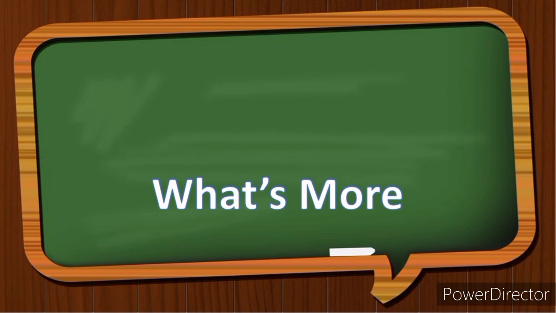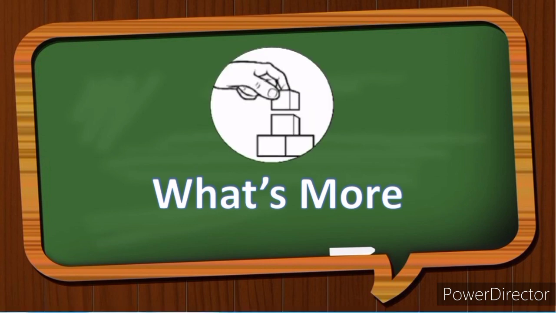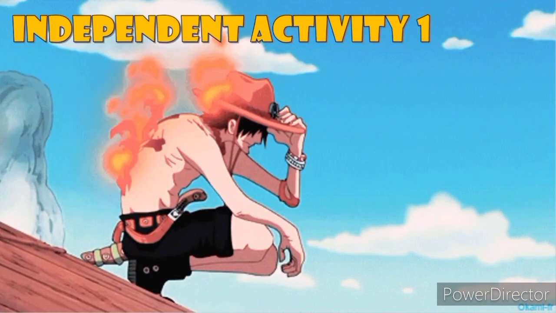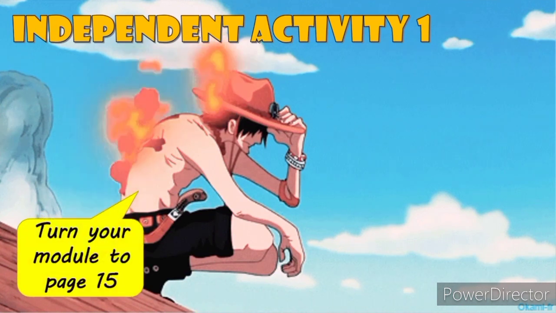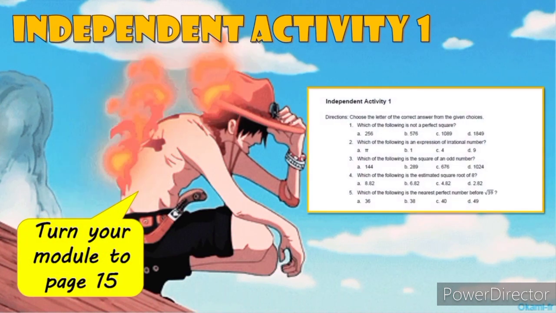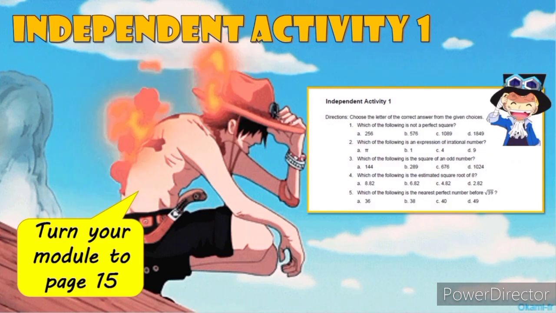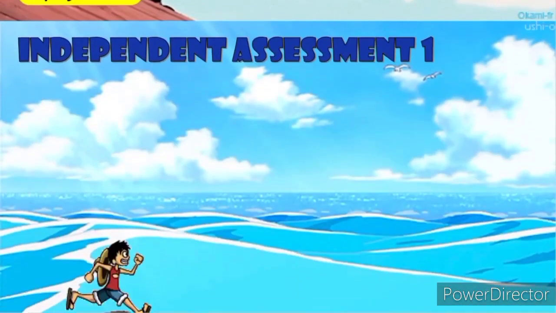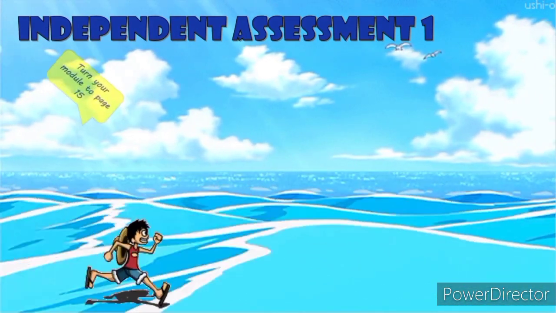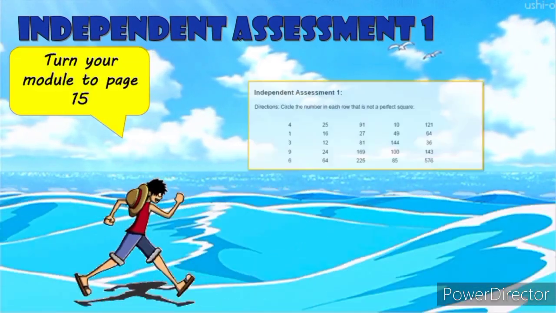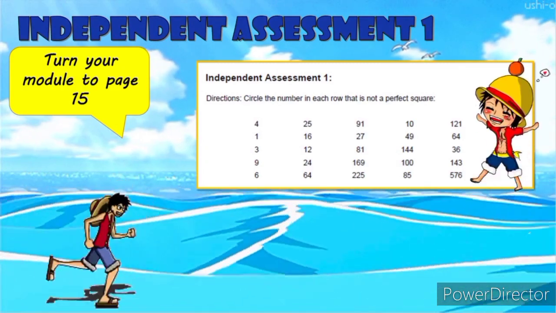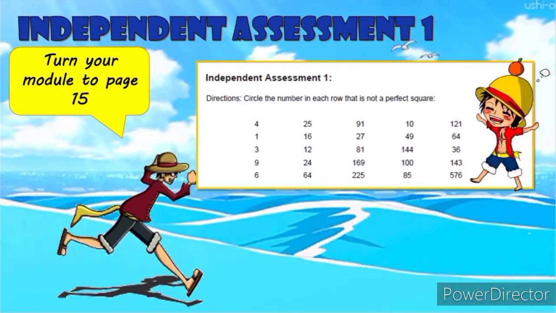What's more? Independent activity number 1. Turn your module to page 15. Choose the letter of the correct answer from the given choices. Independent assessment number 1. Turn your module to page 15. Circle the number in each row that is not a perfect square.